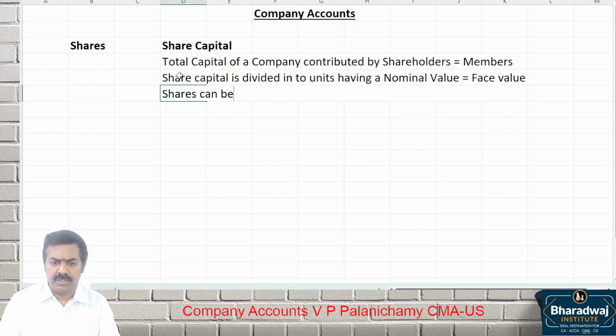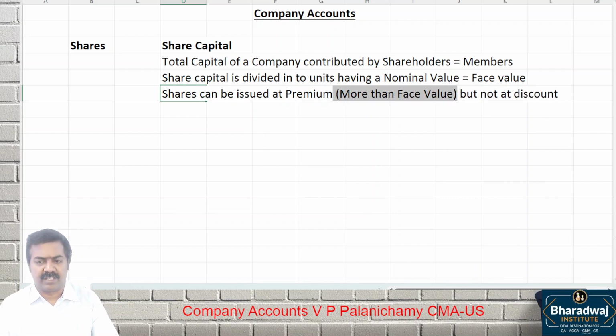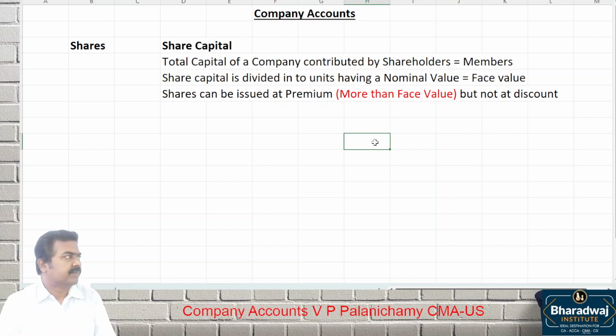Shares can be issued at premium, but not at discount. Shares can be issued for more than the face value, but not at what? Discount. You cannot issue the shares at a discounted price. You can issue the shares more than the face value.